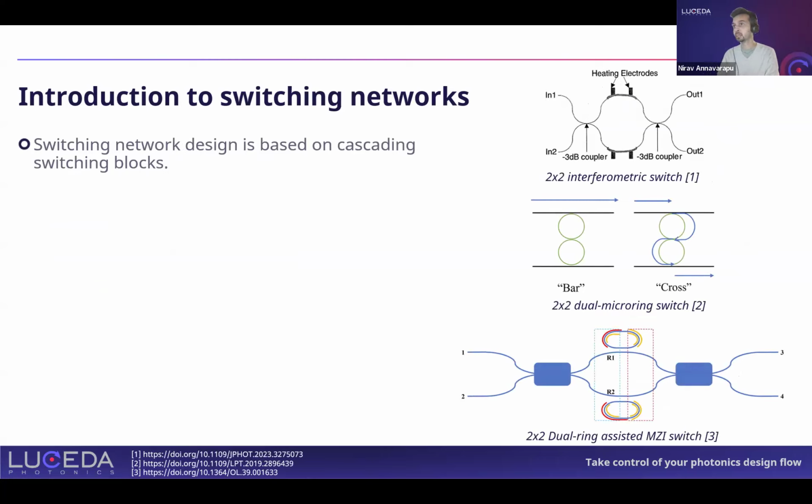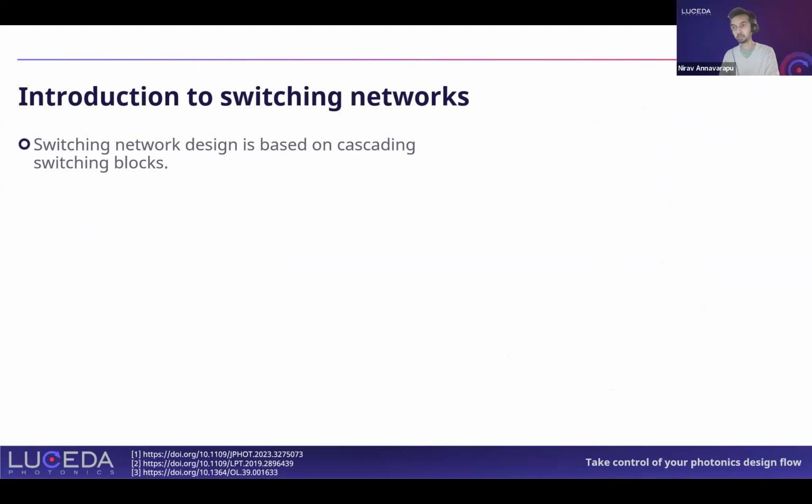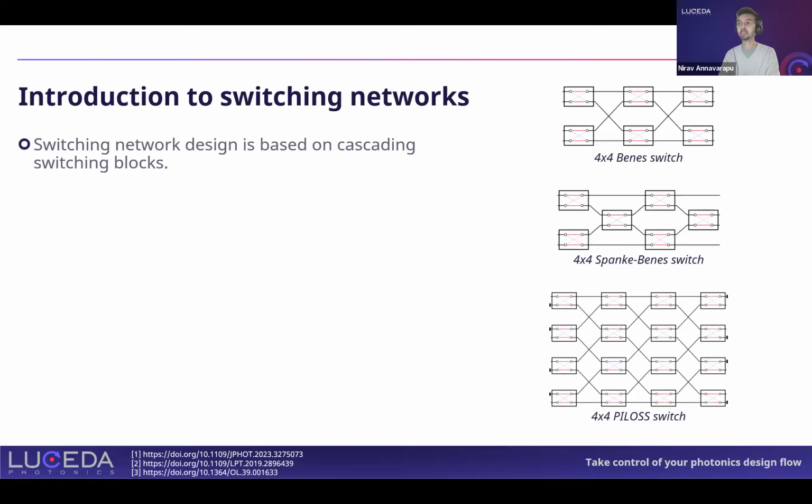You need to optimize the bandwidth, minimize the insertion loss, and crosstalk, and so on for these unit switches. But once that's designed, you'll also have to place these 2x2 blocks in different schemes to achieve non-blocking switching across n-cross-n ports. So some of the architectures would be crossbar, Benes, butterfly, Pylos, and so on.